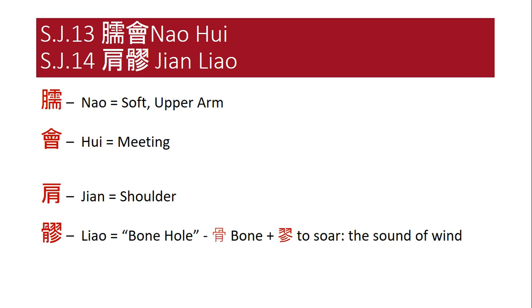Sanjiao 13, Nahui, the upper arm meeting, and Sanjiao 14, Jian Liao, the shoulder bone hole, seem to be referring to their location in the shoulder. They tend to be less popular than large intestine 14 and 15 with most practitioners, perhaps because the Sanjiao points are in the back, so less convenient to needle. I basically do not use these points. However, when I needle small intestine 9-10 for the purpose of releasing the autonomic nervous system, it is being needled towards Sanjiao 13.